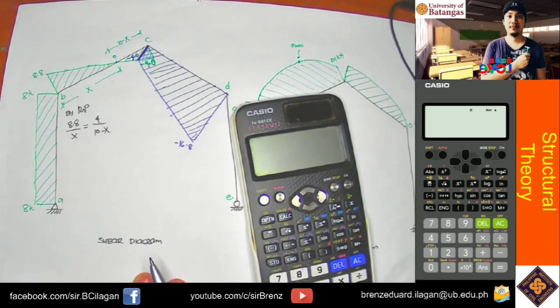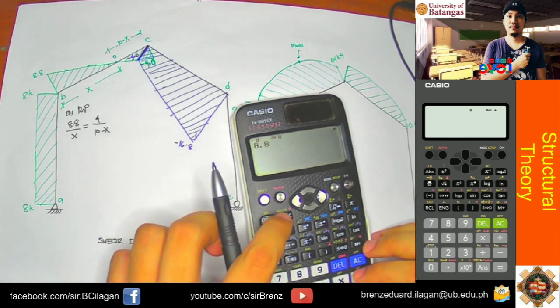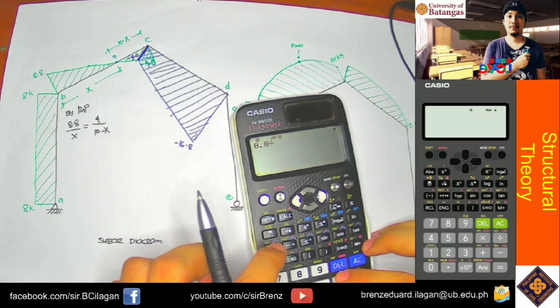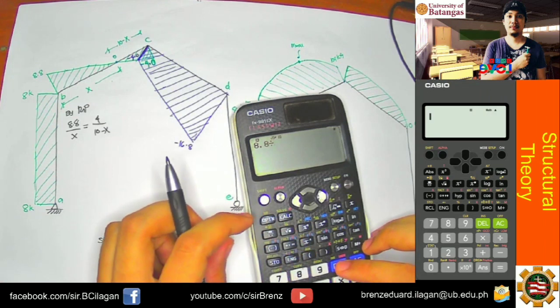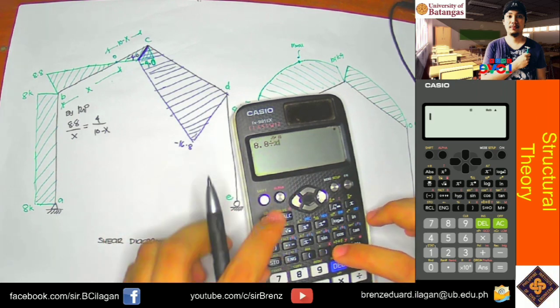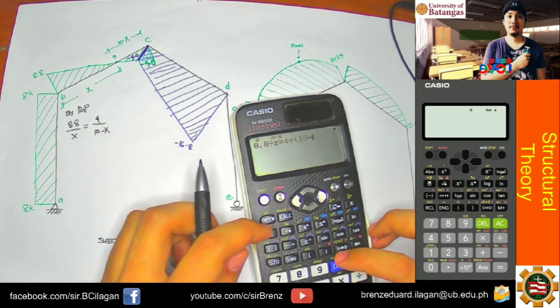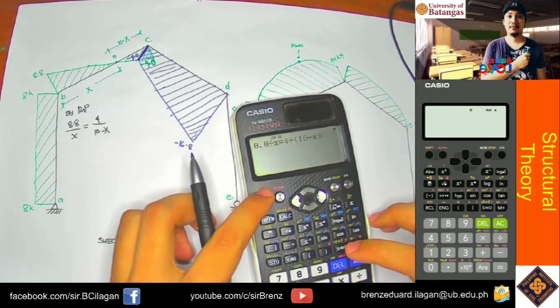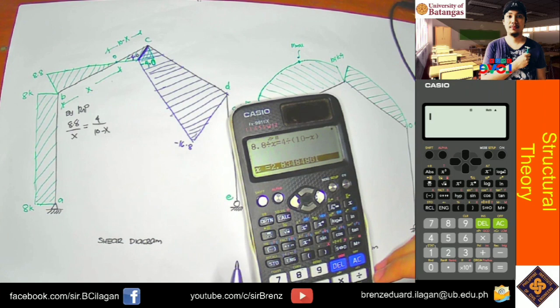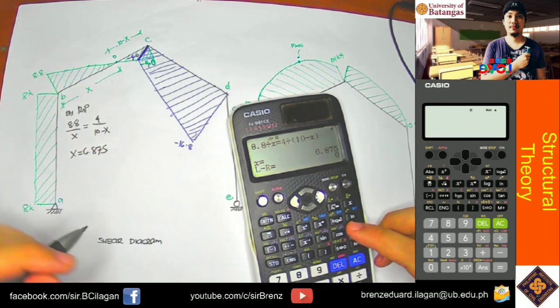So next time pala, tanggalin na natin yung calcu doon, no? Para mas lumaki yung space. I-re-layout ko na lang siya. So 8.8 divided by x, kasi yung gamit kong calcu eh. Equals to 4 divided by 10 minus x. So shift solve. So pagpalagay natin 2. So yung value ng x is 6.875.